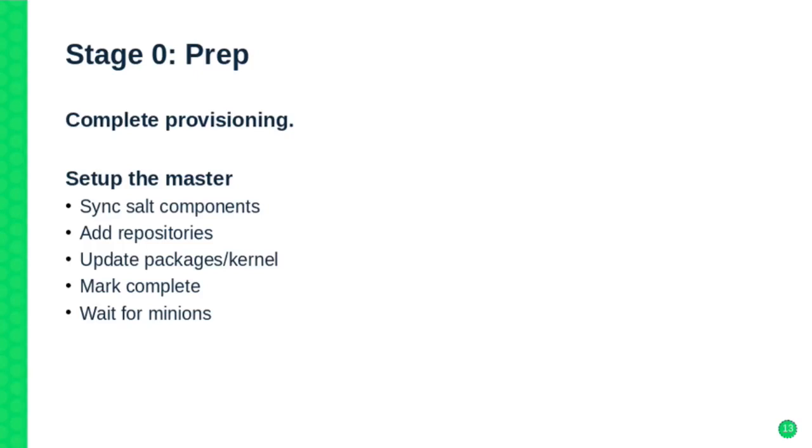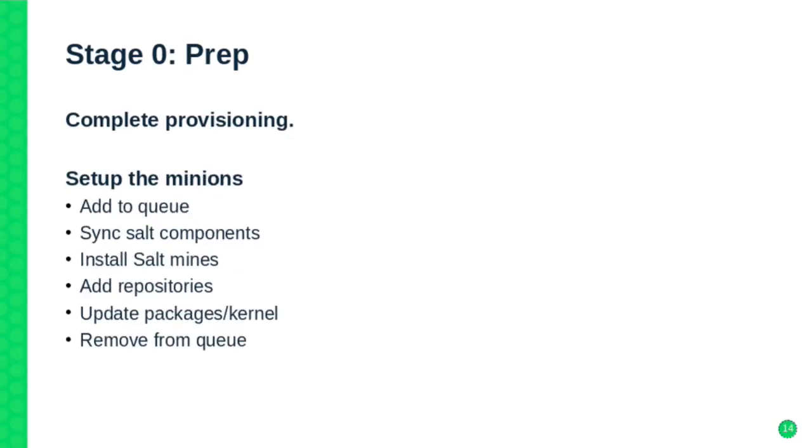Update packages in the kernel. This was one of the trickier parts, especially with Salt, and I'll mention why in a second. But effectively bring all the packages up to date, effectively a zipper update. If the kernel has changed, reboot the master. Then mark this complete, and we'll come back to why that happens, and then wait for all the minions to come online. Because it is possible that if you're doing a test setup or a huge cloud installation, your Salt cluster actually has not finished coming up, your minions themselves.